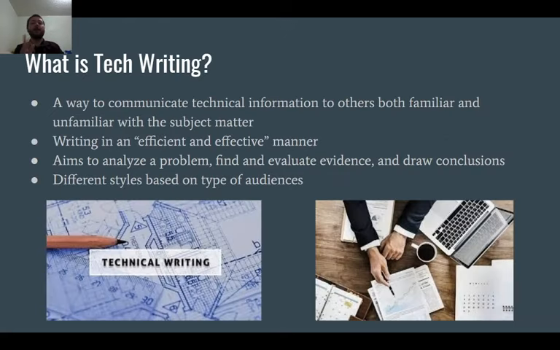So, first things first, what is tech writing? Formally, you can say tech writing is a way to communicate technical information to others, both familiar and unfamiliar with the subject matter. So it's basically a way to communicate to employers, to people in industry, to your peers that have some knowledge of your expertise. If you're a computer software engineer, you have to communicate some of the technical aspects of that career and the work you do to others that may or may not have any knowledge of computer software engineering.